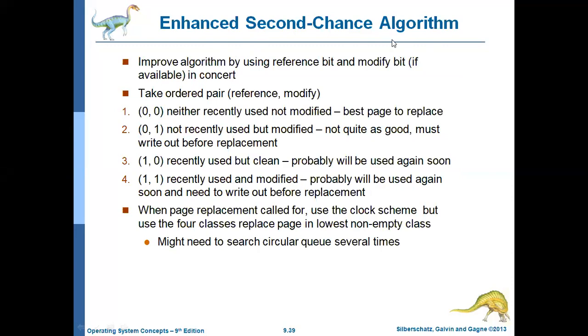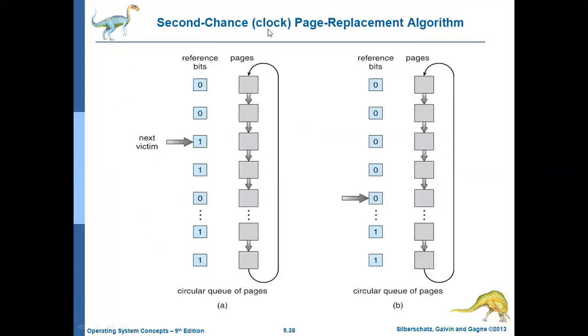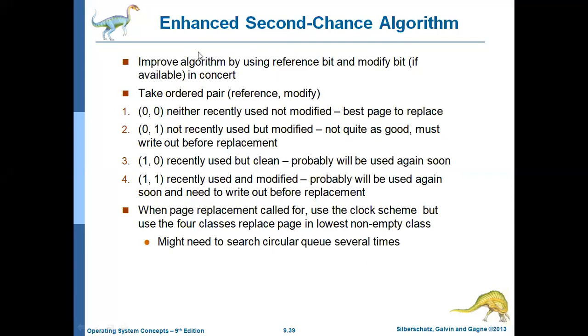The enhanced second chance algorithm is an extension to the second chance algorithm, which takes an ordered pair of 2 bits: 0 0, 0 1, 1 0, 1 1. 0 0 says neither recently used nor modified. 0 1 says not recently used but modified. Wherever it finds 1, that means that bit was being used. 1 0 says recently used but clean. And 1 1 means recently used and modified.